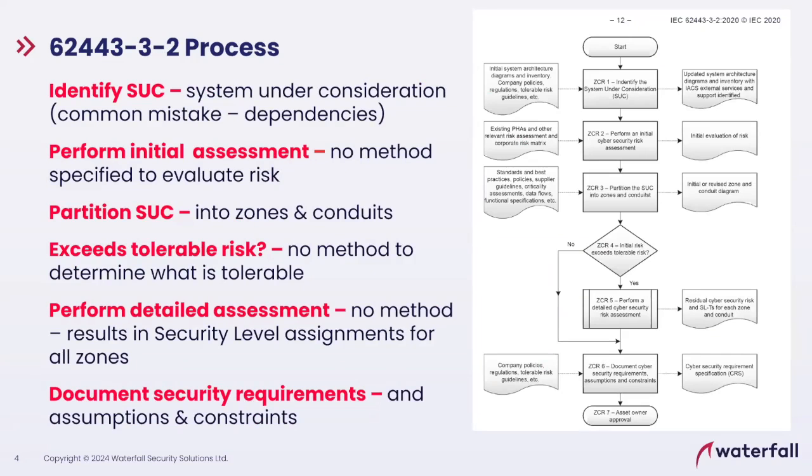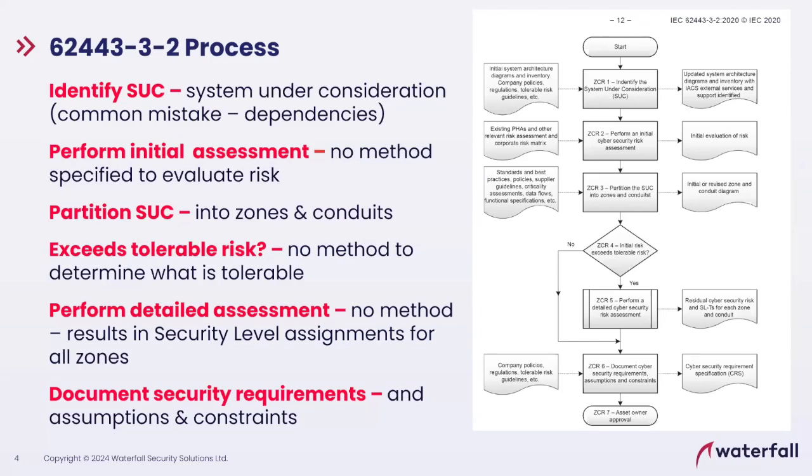So let's talk about 3-2. 3-2 is risk assessment. And the strange thing about 3-2 is that one of the goals, the output of 3-2, is zones and conduits and assigning security levels to each zone, so you know how thoroughly to protect each zone. Here's the strange thing.